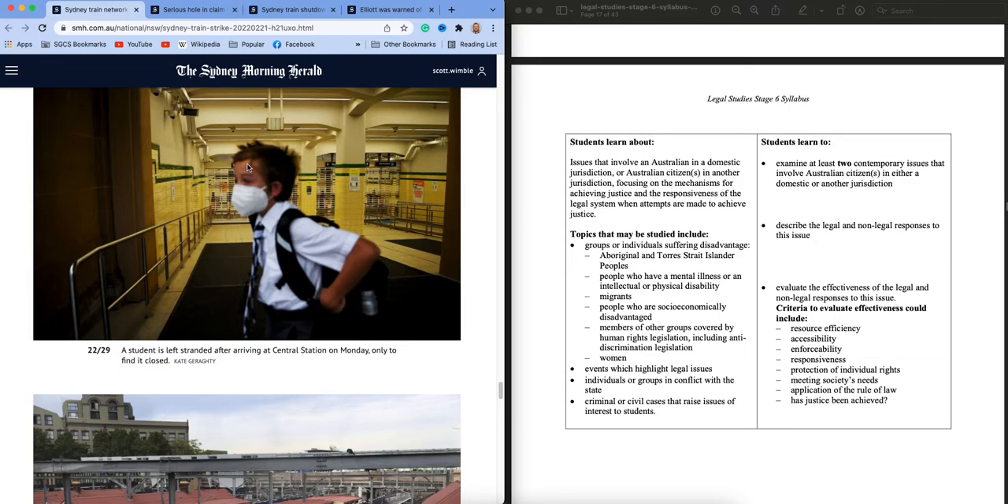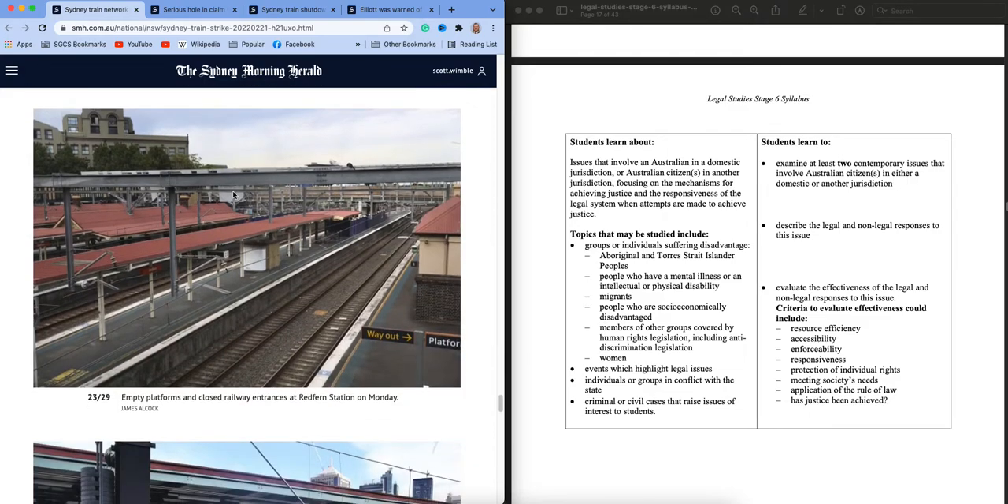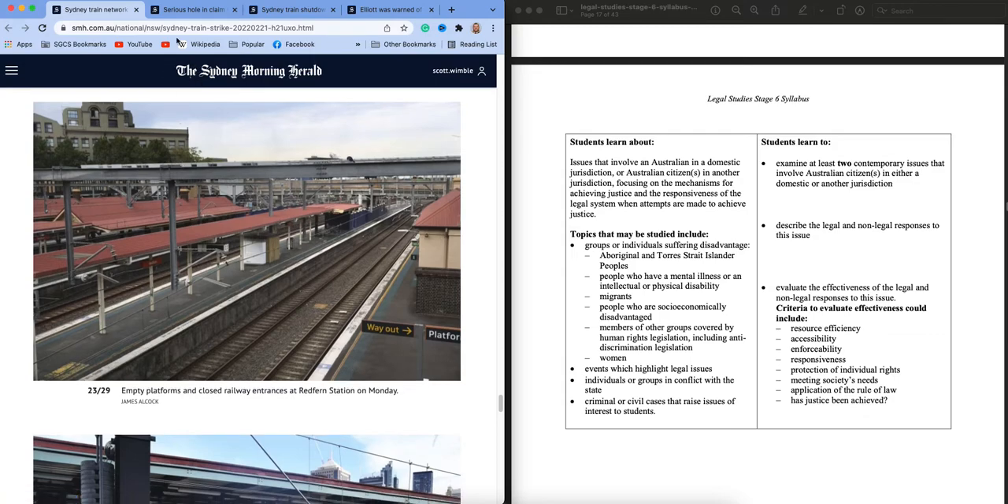And initially, throughout the day, what we had was the Prime Minister and the Premier basically blaming the union, the Rail, Tram and Bus Union, RTBU, and basically saying that they had decided to do action and Sydney Trains had no choice. Because of this action that was undertaken, they had to stop the trains. Now, how much of that was accurate? That's the question that we want to ask ourselves.